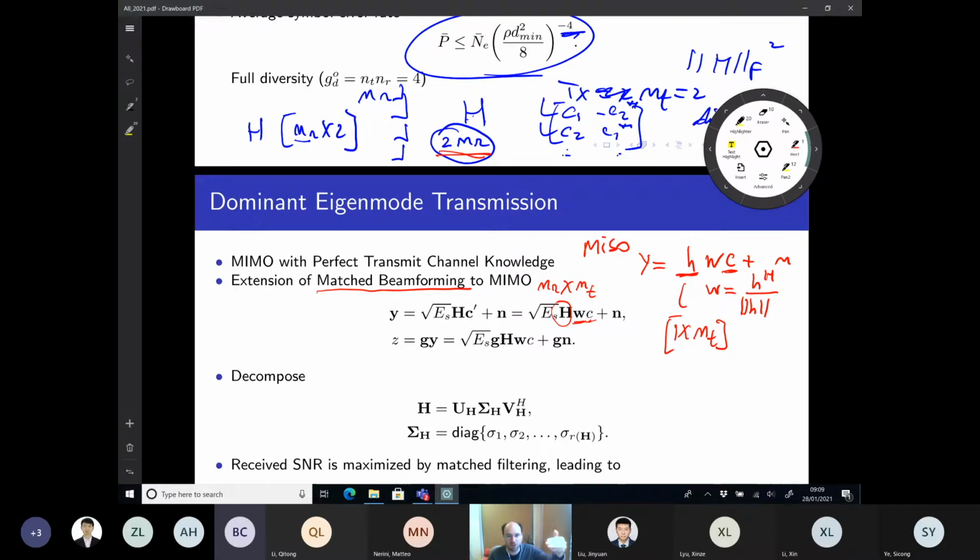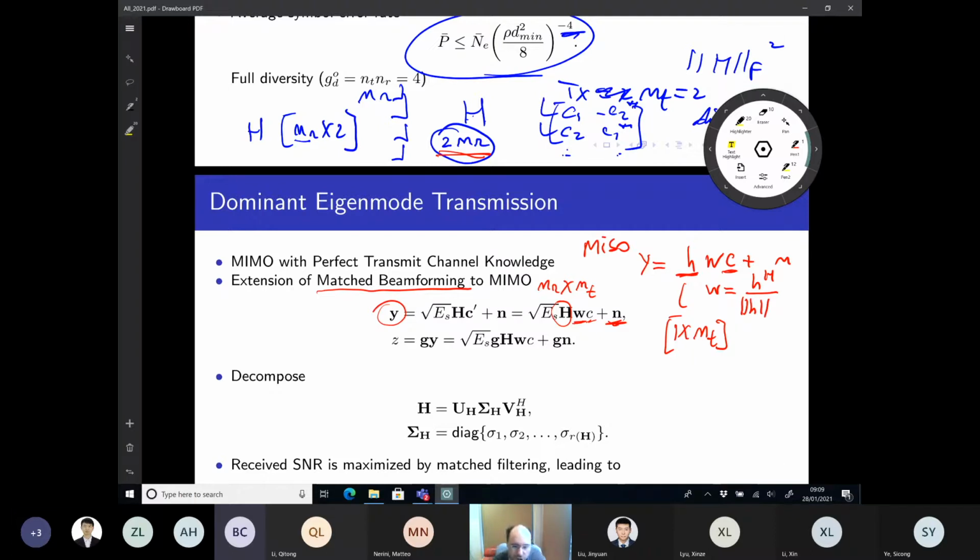That means we have multiple observations in our received signals. Y is a multi-dimensional vector, dimension NR, right? And we have a Gaussian noise here, AWGN noise, right? So the covariance matrix is a scaled identity. Right, so what can we do here? If I have multiple observations, what can we do? We can already process those multiple observations. I can combine them, right?